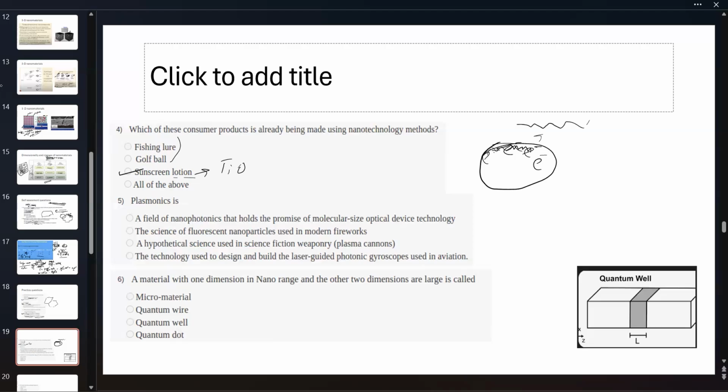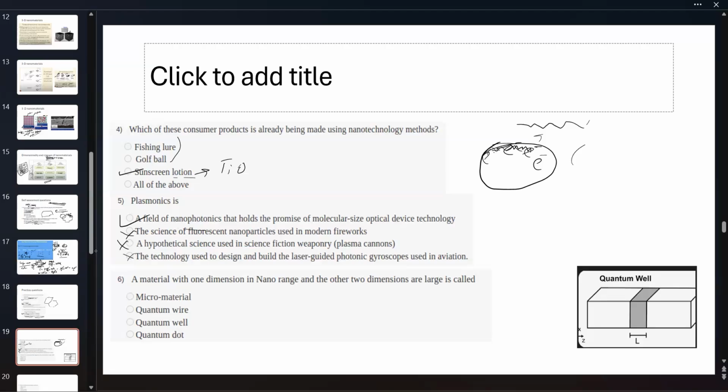So let's eliminate. This is incorrect. What is this field of nanophotonics? They're not related. So you only see this plasmon effect when your particle size is really small.